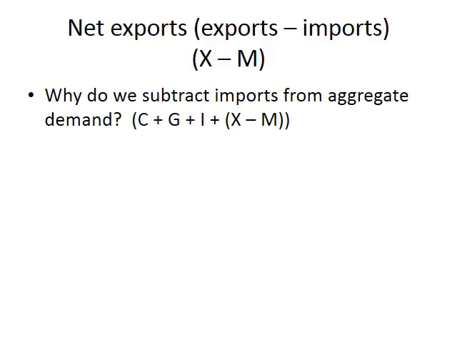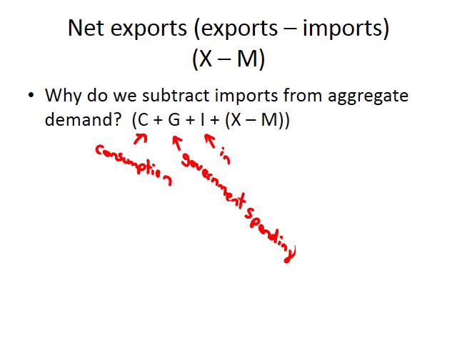So if we think of aggregate demand as being all of these components added together, so this is consumption, government spending, investment, which is when firms buy capital, and net exports.